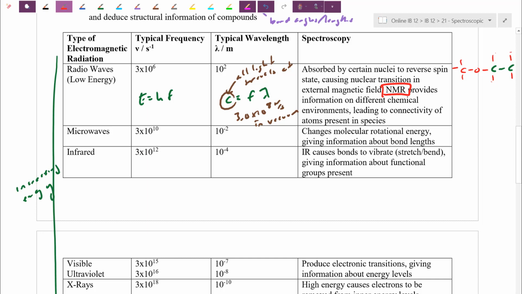It can cause a nuclei to actually reverse spin. So what's happening here is our nuclei is made out of a bunch of protons. We're going to look at proton NMR, so just hydrogen NMR. Protons, like electrons, have this property of spin. They can either be spin up or spin down.